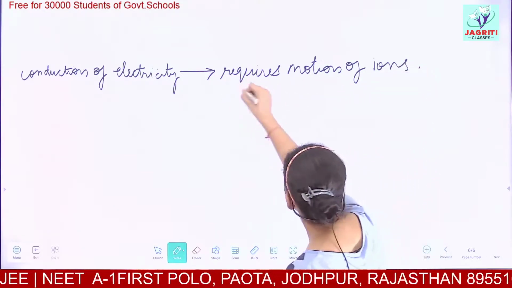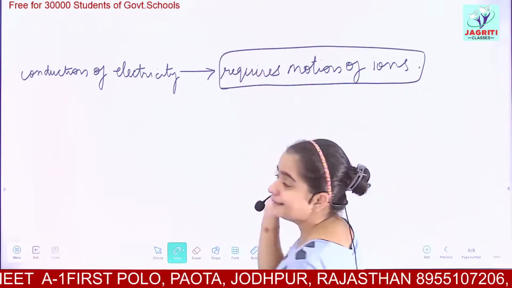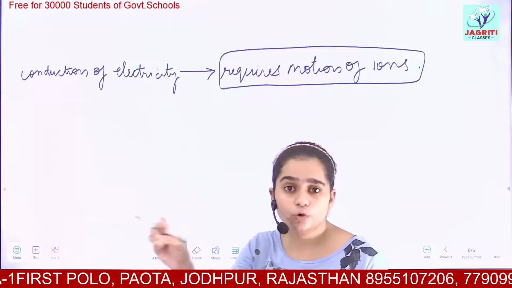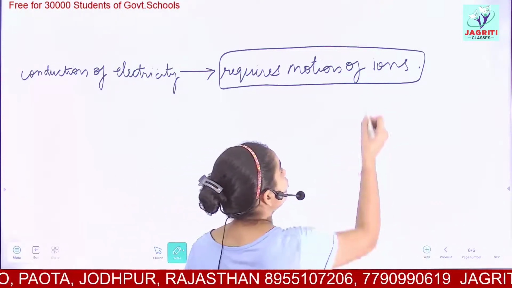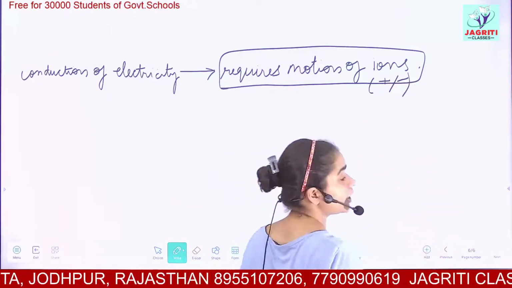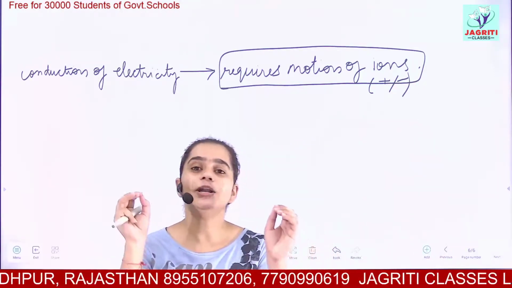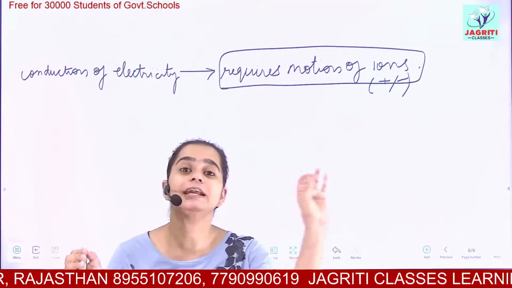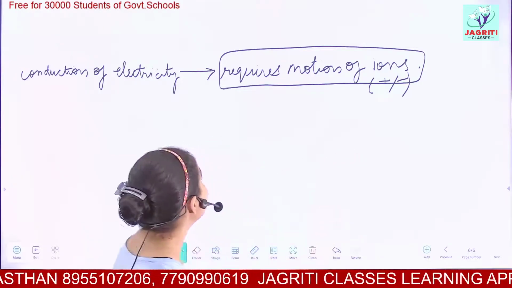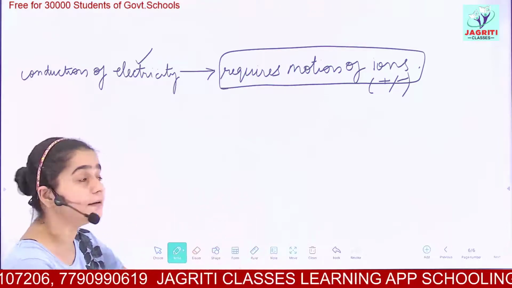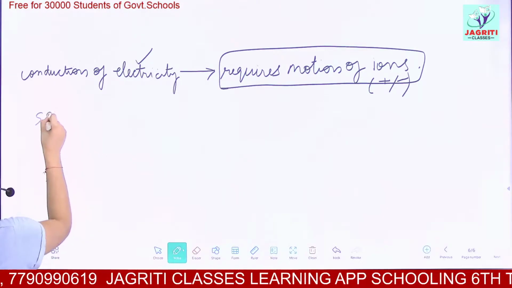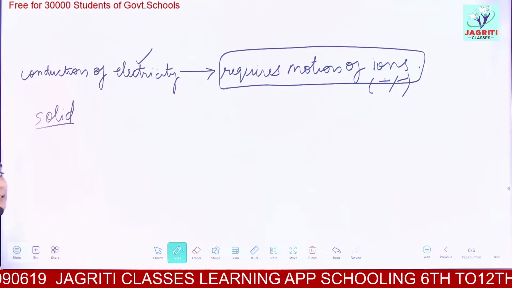This is the required condition: if the ions are free to move, they will conduct electricity. Movement of ions. Ions are what? Positively or negatively charged species. When positively or negatively charged species are free to move in the medium, then electricity is transported. So in solid state, they do not conduct electricity.